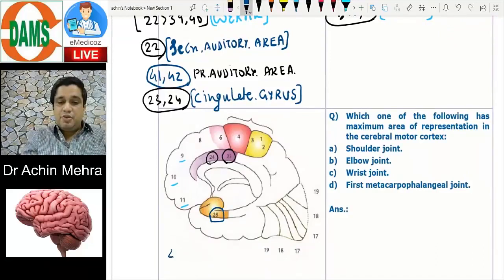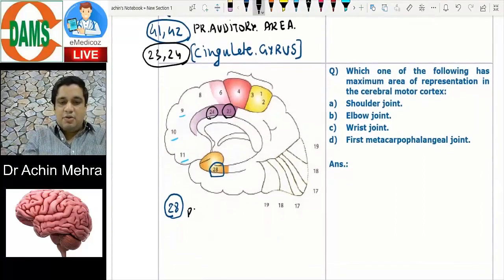Area number 28. That's for smell. Yes, that's your primary olfactory area. Primary olfactory area. Area number 28.